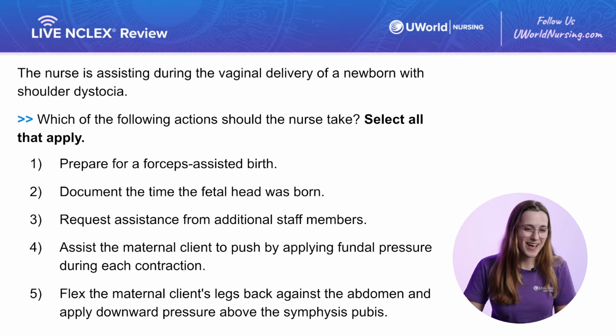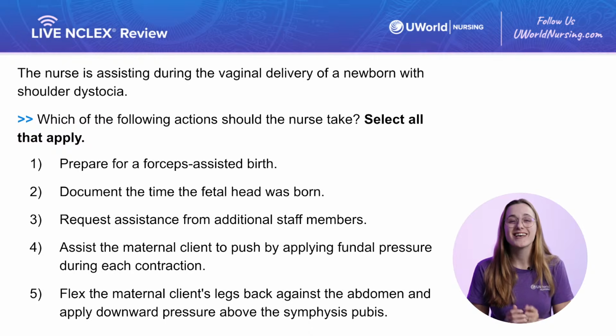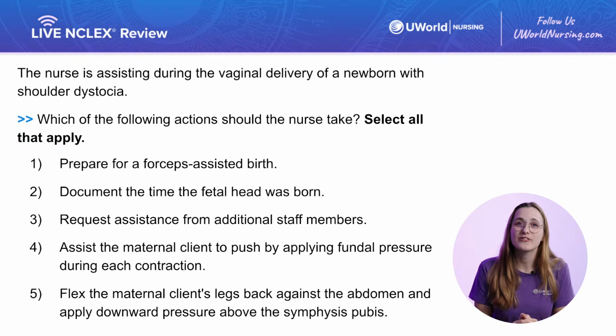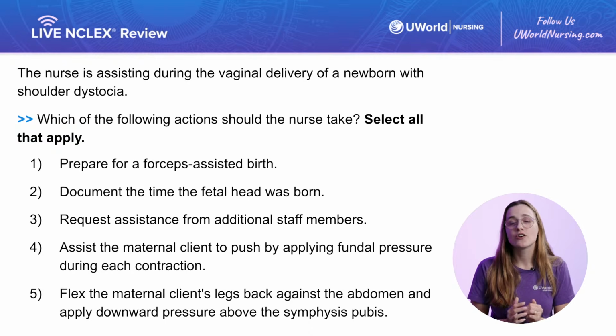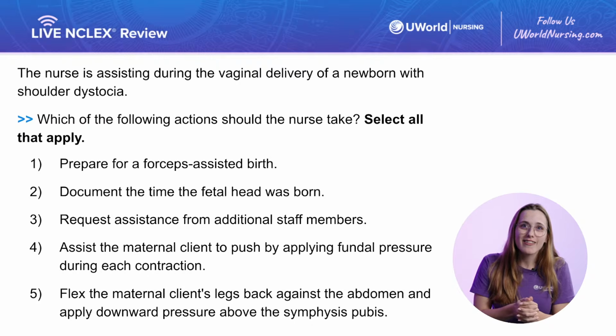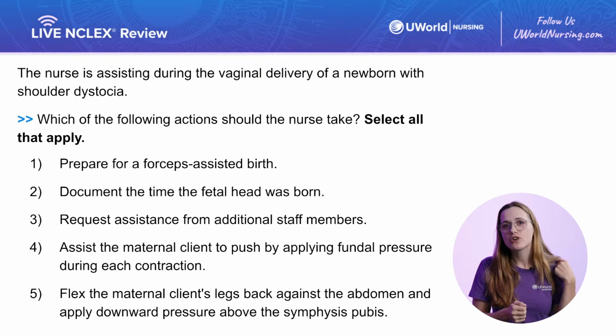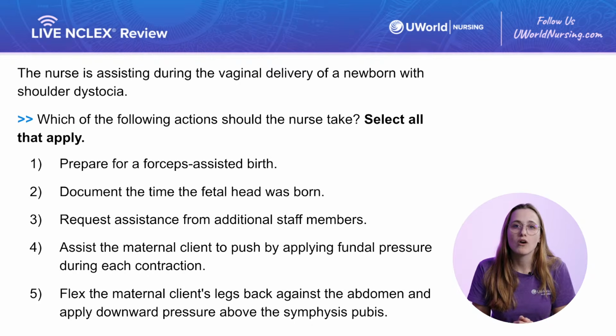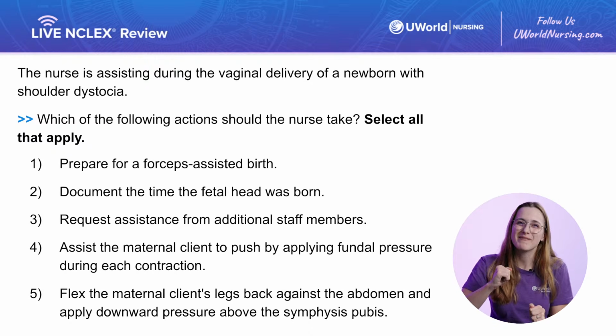All right, good job, everyone. So I saw so many correct answers. The correct answers here are 2, 3, and 5. So for this baby with shoulder dystocia, we definitely don't want to prepare for a forceps-assisted birth, because if we're trying to pull on that head with the forceps and the shoulder is stuck in there, we could actually cause more harm. So we need to reposition that baby first.